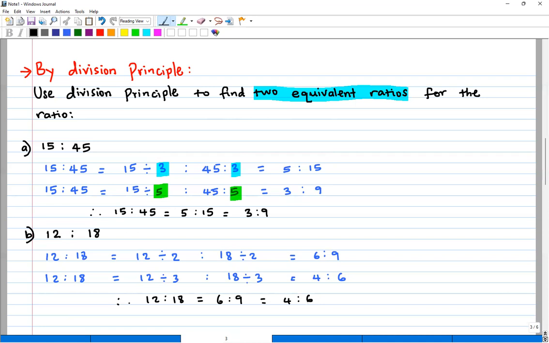Okay, I hope you have understood how to use division principle and multiplication principle to find equivalent ratios. Okay, now I want you to go to page 6 for your practice. Page 6, and you do practice now, question 1 and 2.